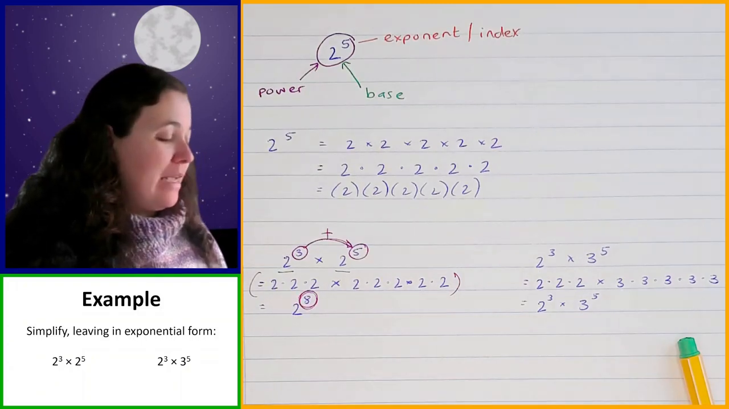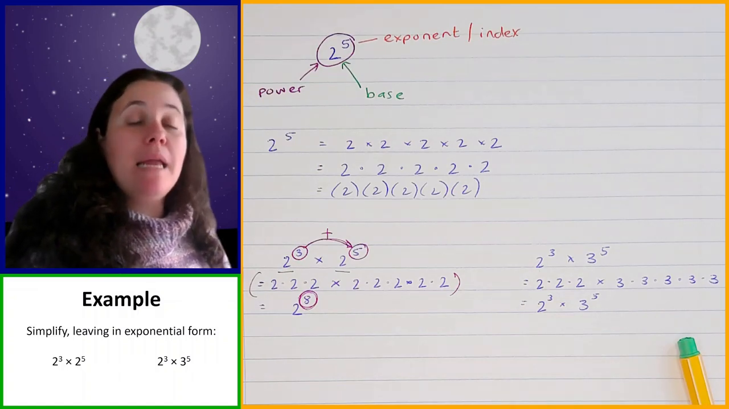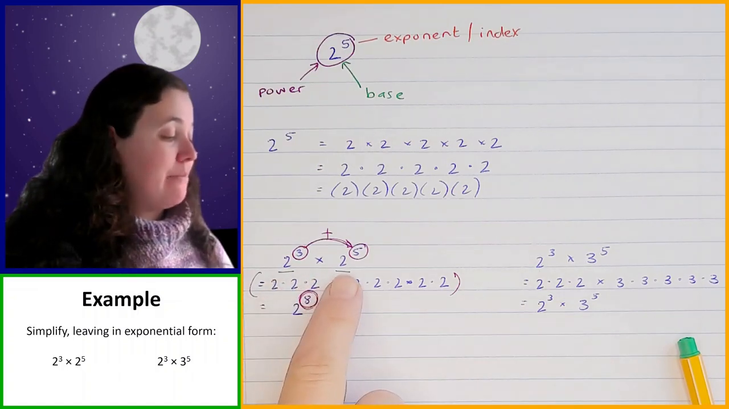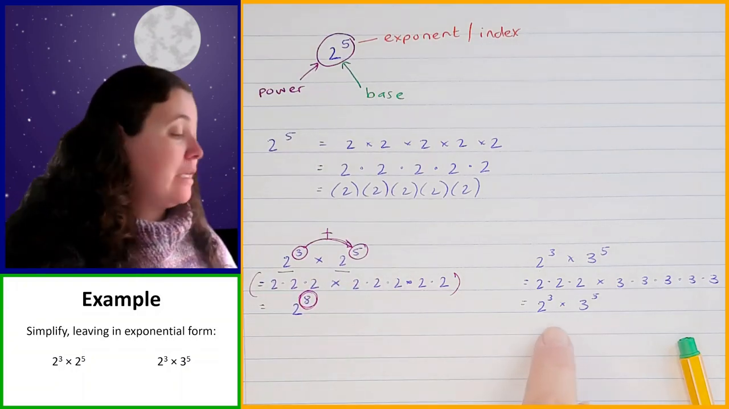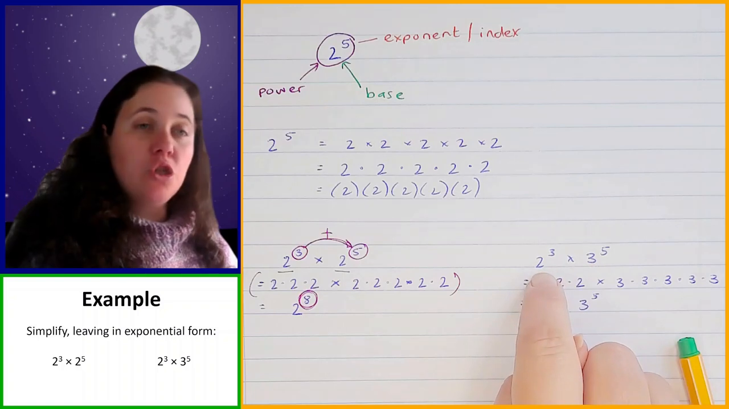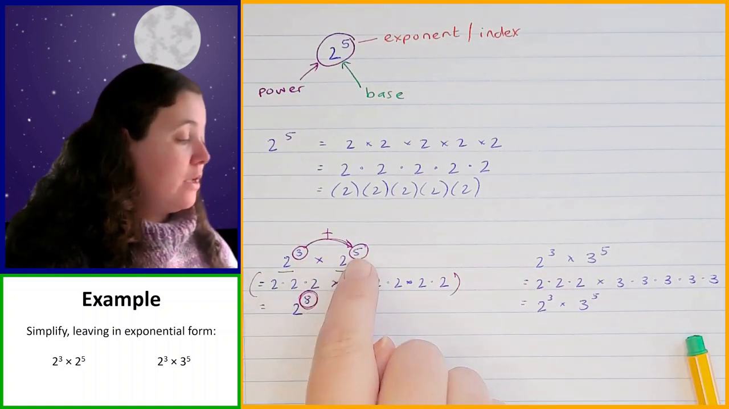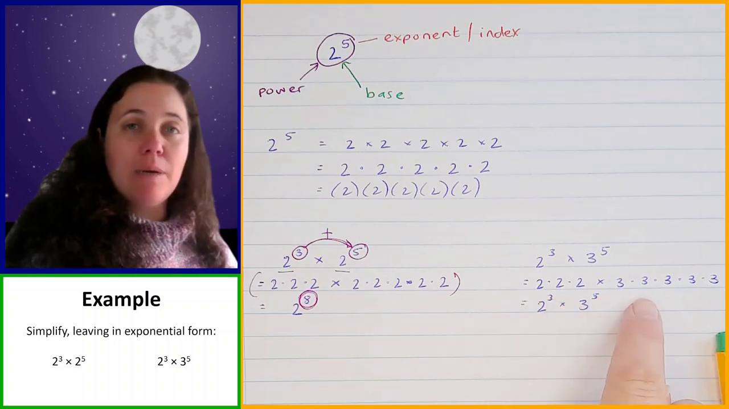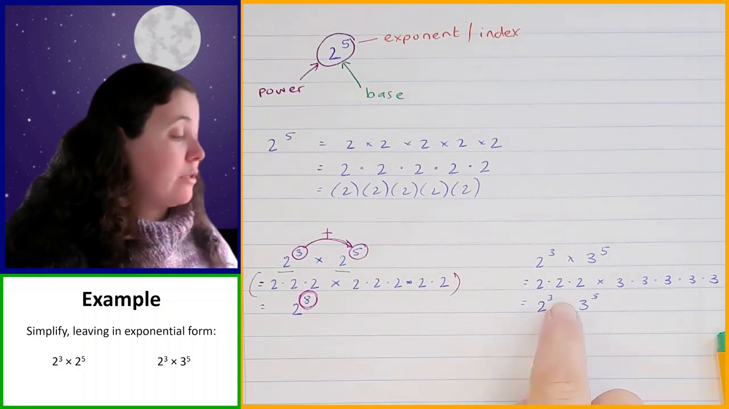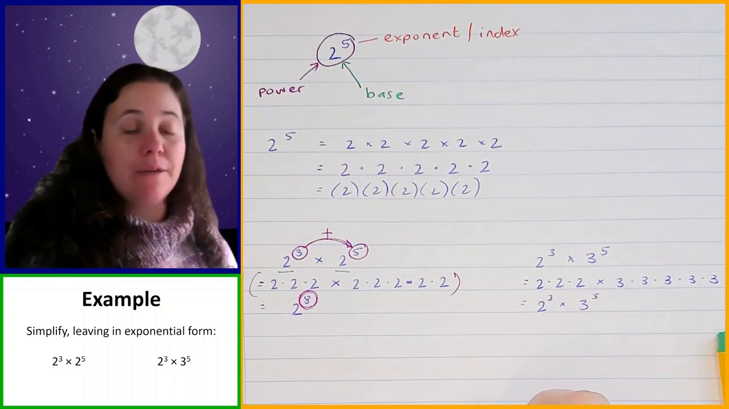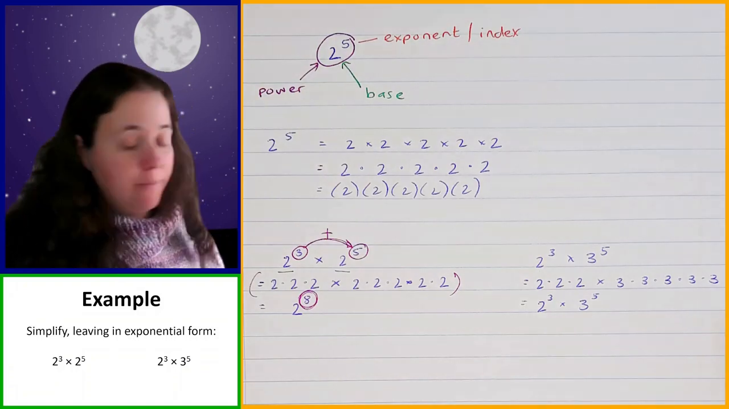So now we can get to a rule that we can apply anytime we are multiplying things that have the same base. Now, please note, it did not work when I was using different bases. Over here, I had 2 and I had 3. I could not use this rule. I could not say 3 plus 5, because if I wrote them out in expanded form, I couldn't combine them both into one power. It just doesn't work, because I don't have the same things being multiplied together. Okay, so let's have a look at what our rule is going to be.